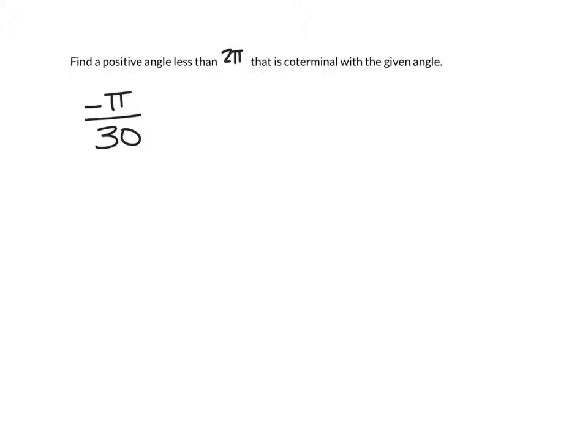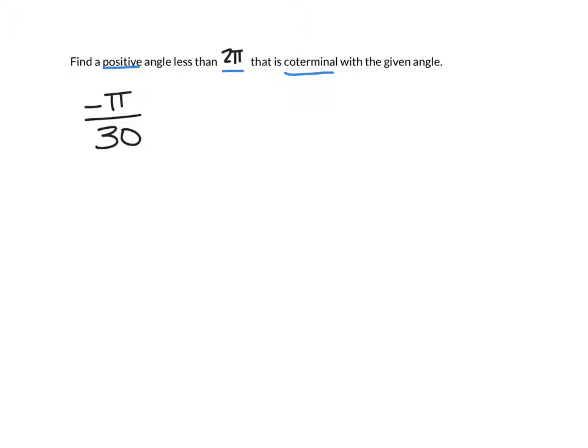So let me show you how to find a coterminal angle with a given angle. In this question it says, find a positive angle less than 2 pi that is coterminal with the given angle. And the given angle is negative pi over 30. So I'm trying to find an angle in the unit circle that is in the same position as negative pi over 30, but that is positive and less than 2 pi.